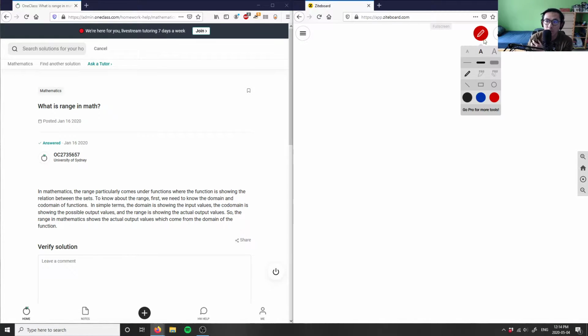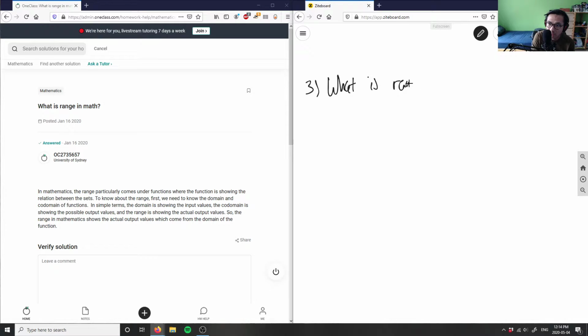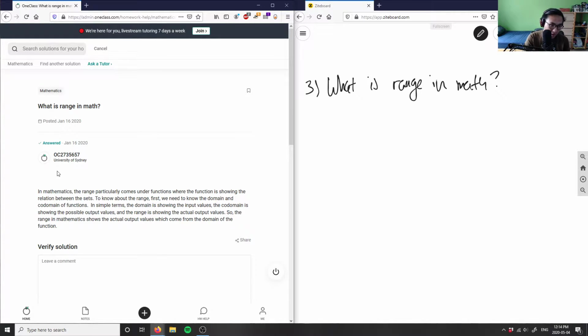Number 3 is asking, what is range in math? So this is a very vague question here, but it's asking, what is range in math? And here, I'm going to read off the solution for you, just to kind of anchor ourselves in something here. So it says here, in mathematics, the range particularly comes under functions, which is correct, where the function is showing the relation between the sets.